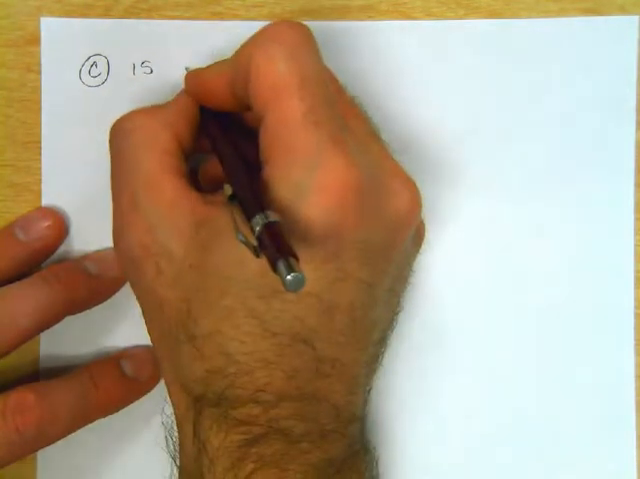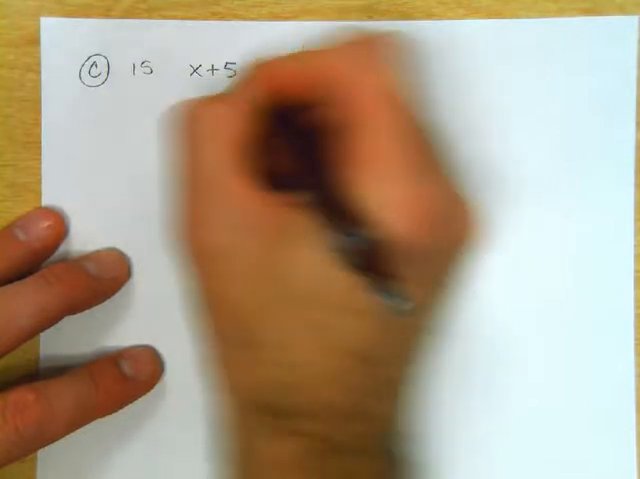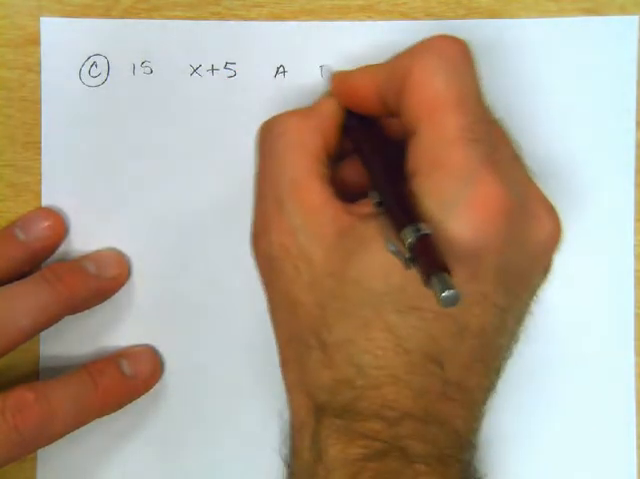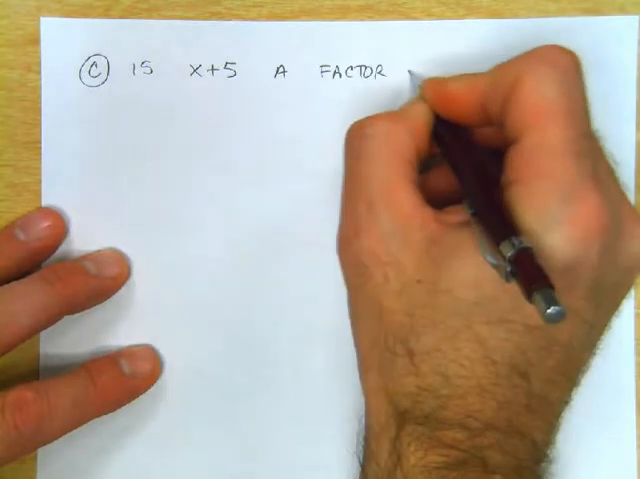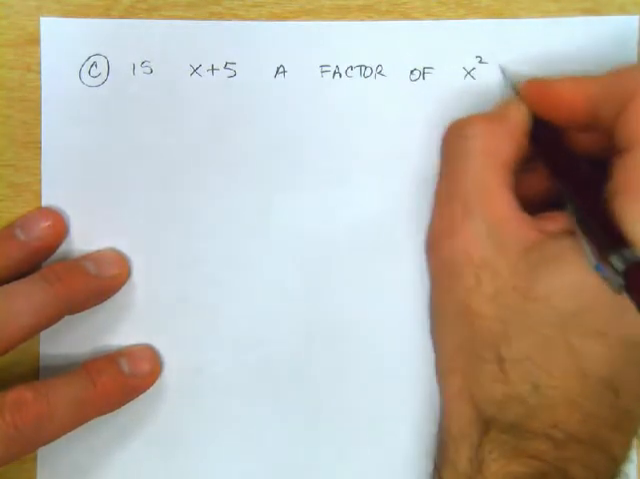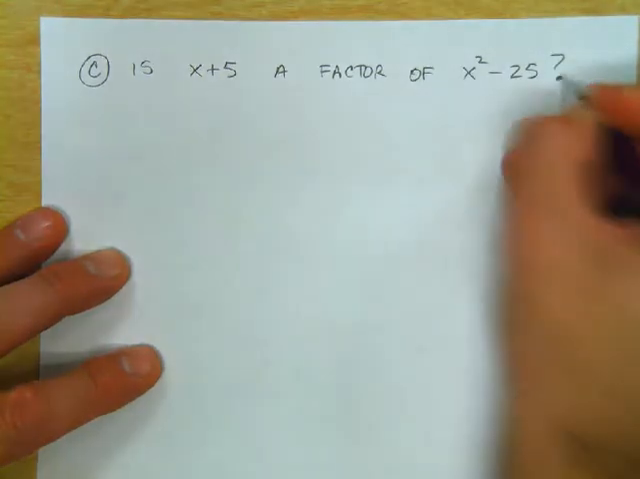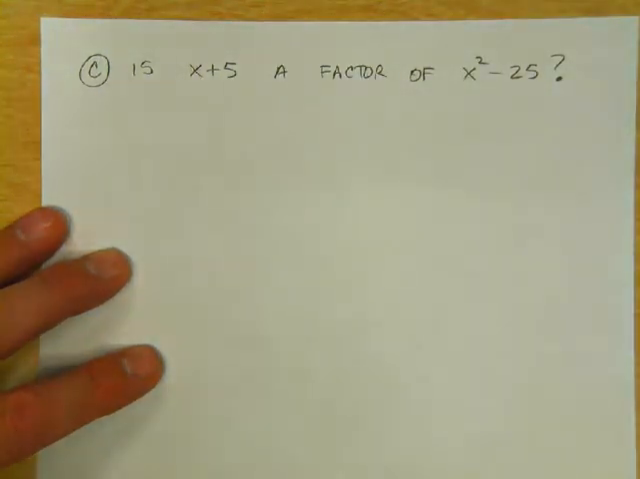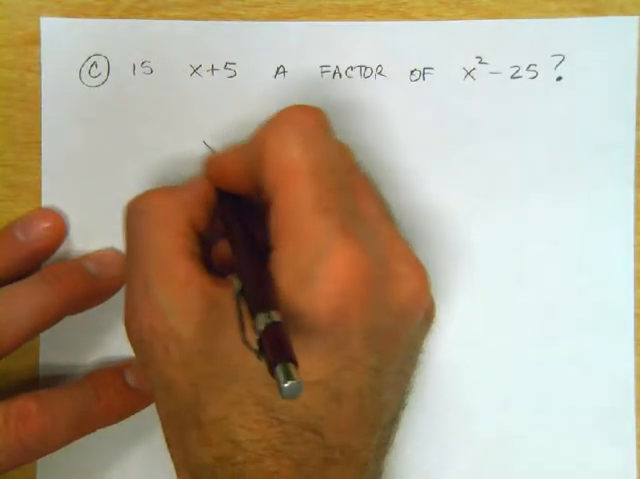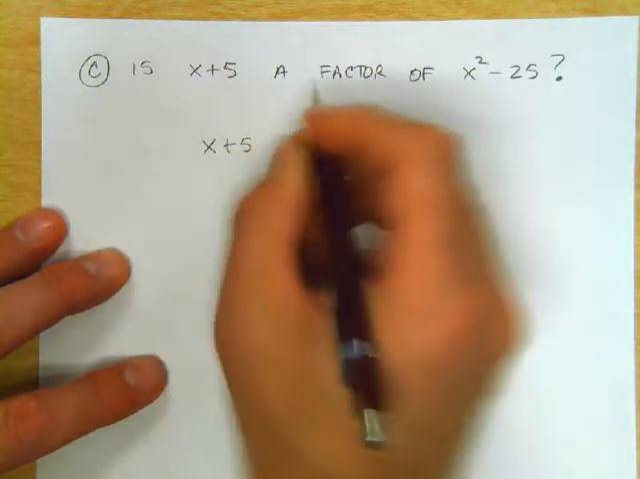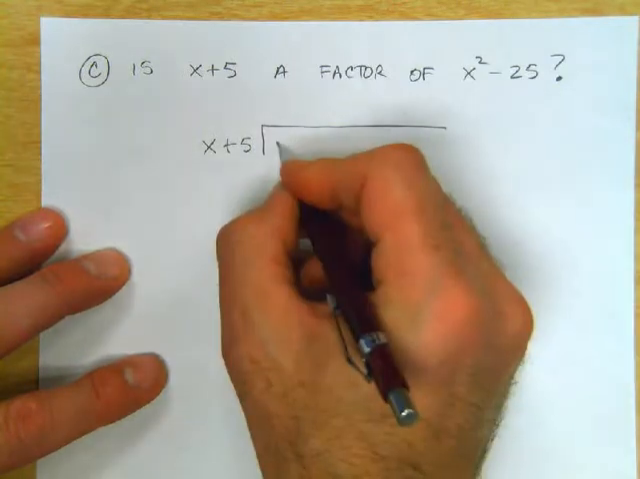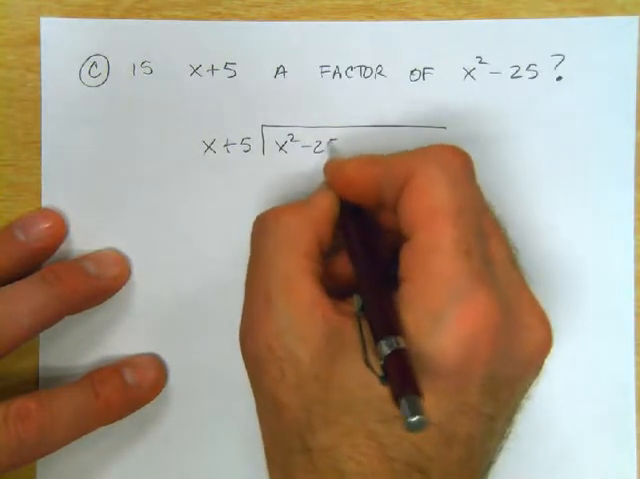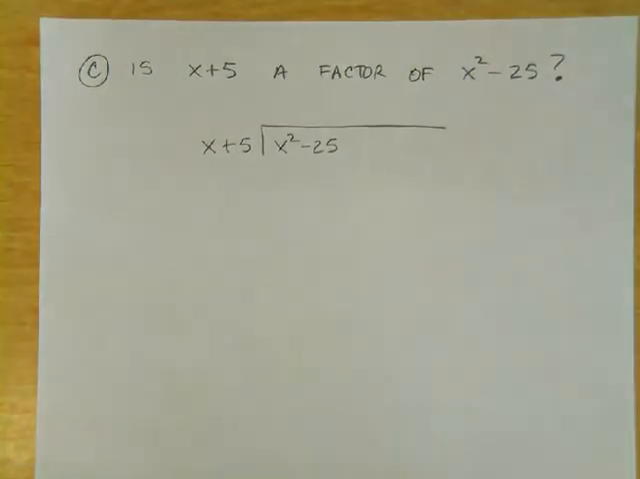Is x plus 5 a factor of x squared minus 25? Okay. Now, here's how we want to set up. To find if it's a factor, we want to divide x plus 5 into x squared minus 25. But before you write that in pen, for those of you that are using pen, we're forgetting something here.